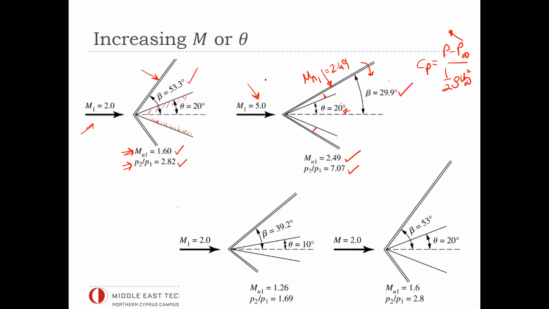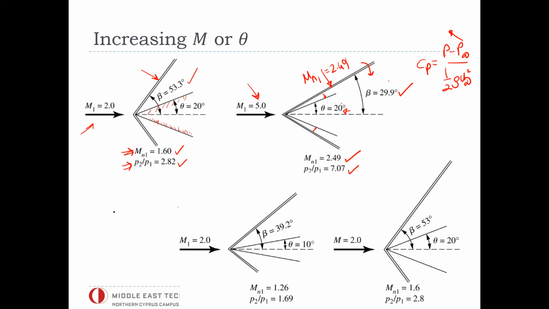So you have to take these into account. A shock wave with a shallower angle is much stronger, with a very strong static pressure rise. It's not calculated here, but if you calculate, for example, the temperature ratio T2 over T1, you will see that there's a very strong temperature rise and a very strong density rise as well.